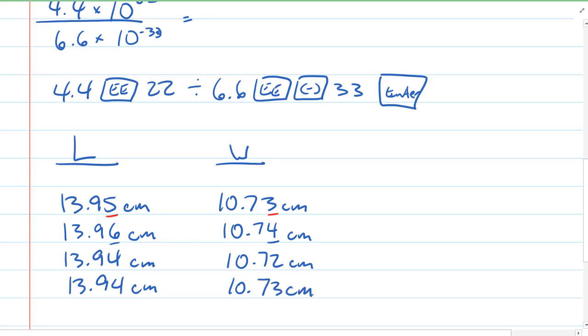So let's say I went through here 3 different times and came up with these measurements, again underlining the uncertain digit in each of these measurements. Now if we have these values, we have the length and width, let's go ahead and calculate the area.